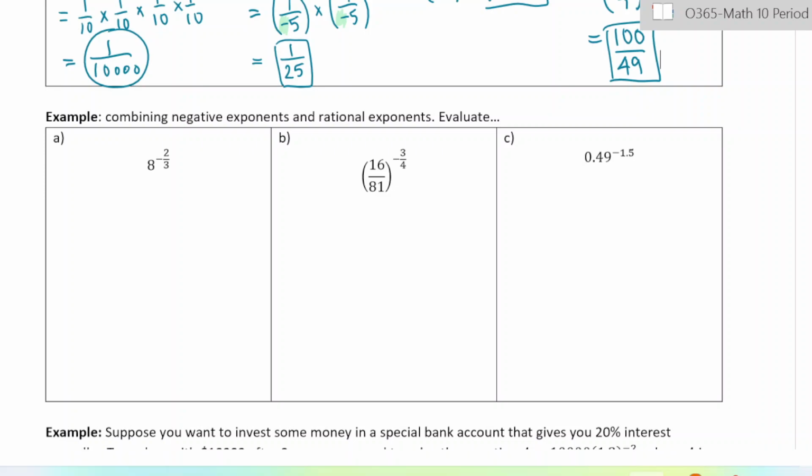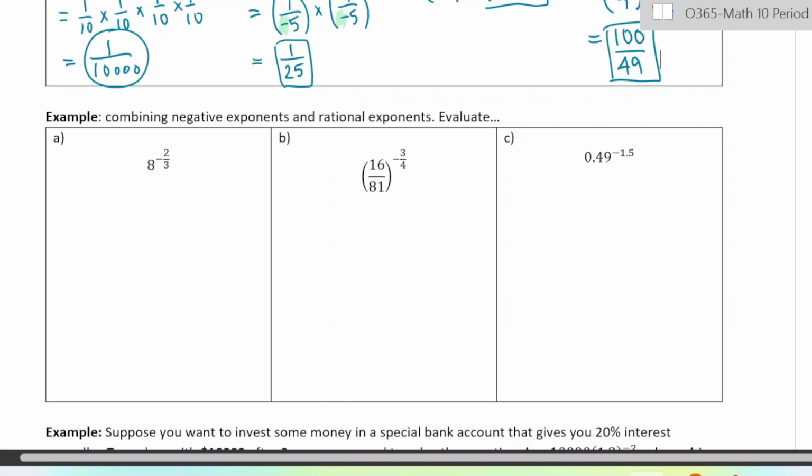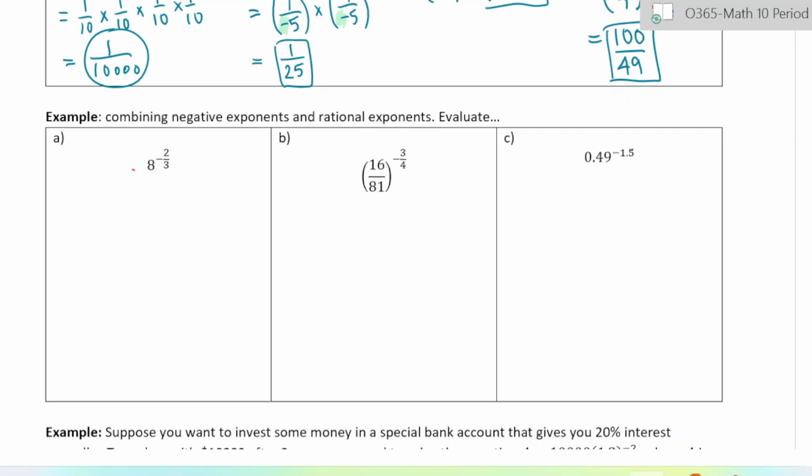Okay, 8 to the power of negative 2/3. So first let's deal with that negative sign. We are going to flip the base. So it'd be 1 over 8 to the power of 2/3. Once you flip the base, you can remove that negative sign.